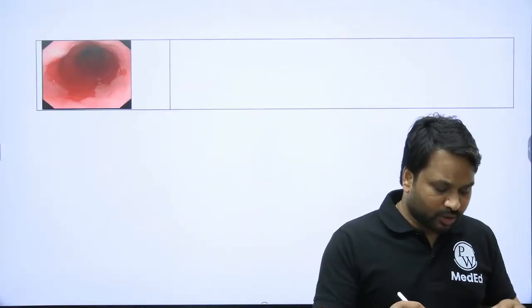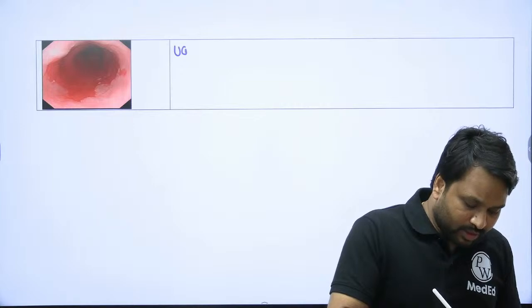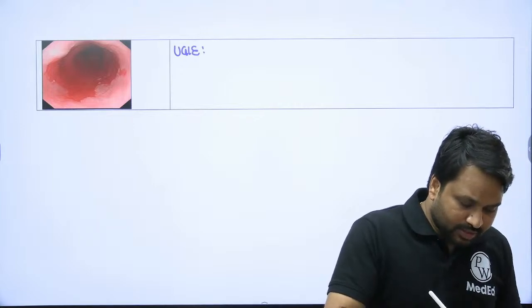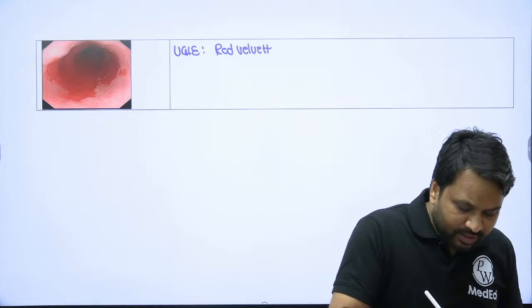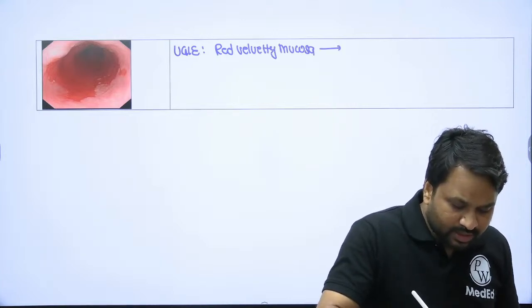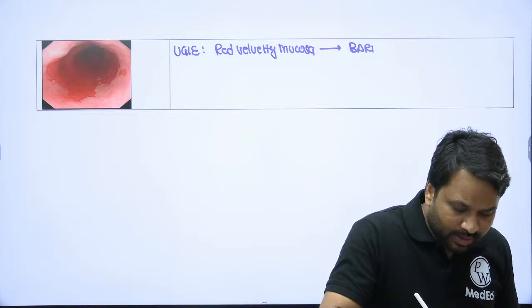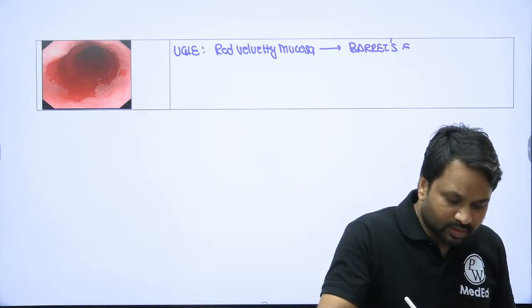This is another spotter on an upper GI endoscopy. When you do an upper GI endoscopy in the esophagus, this presence of red velvety mucosa basically tells you that it is Barrett's esophagus.